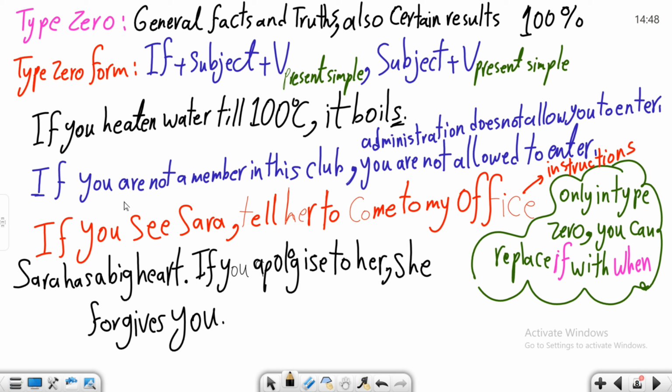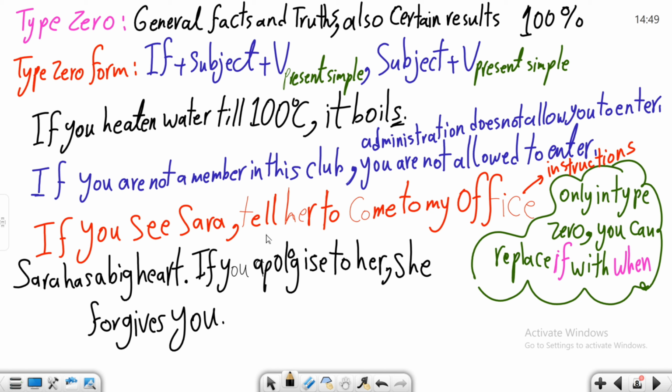We can say, if you are not a member in this club, administration doesn't allow you to enter, but I prefer passive voice. I use passive voice because I like passive voice so much. We are going to have a new class about passive voice later. And the third example here, we use type 0 to give instructions, as you see here.